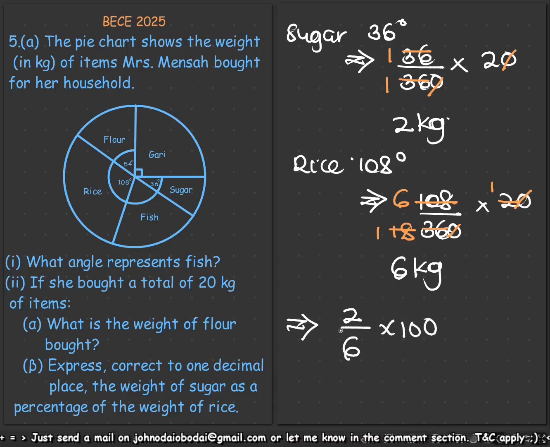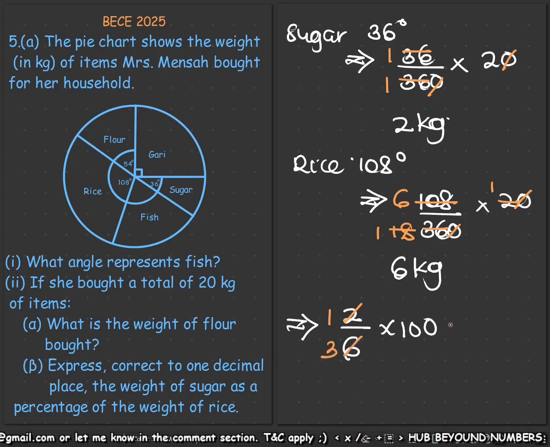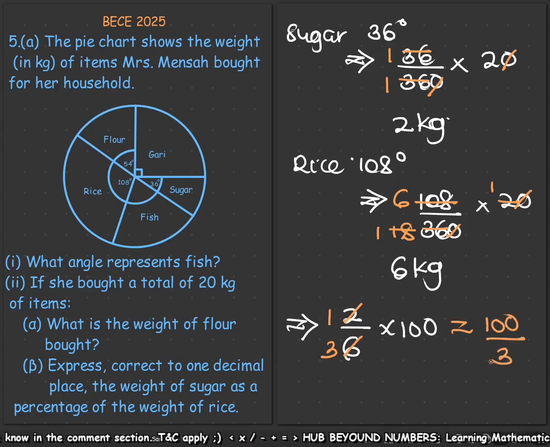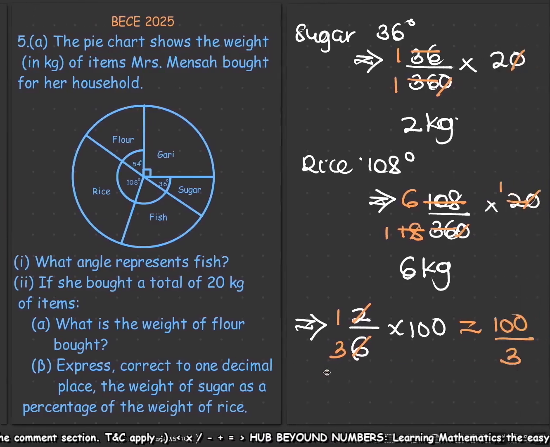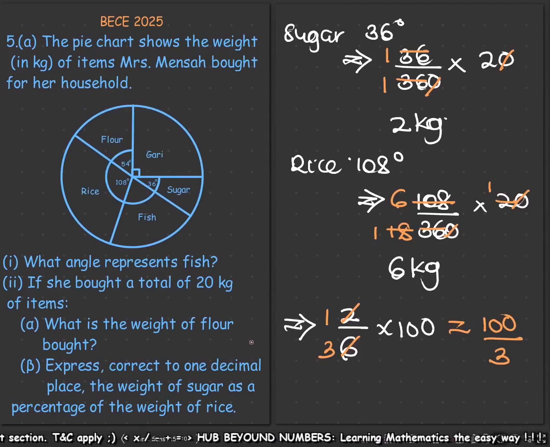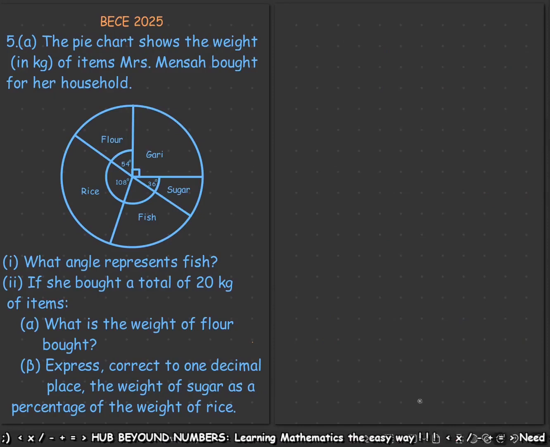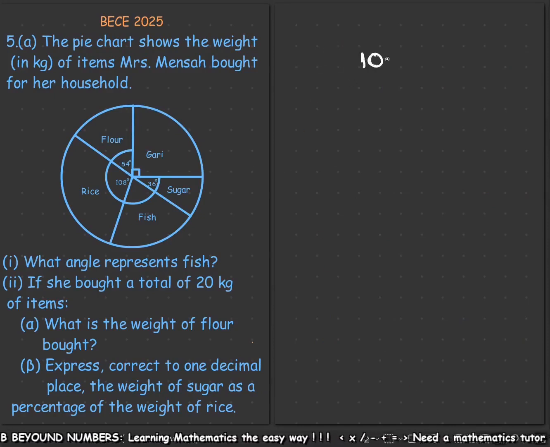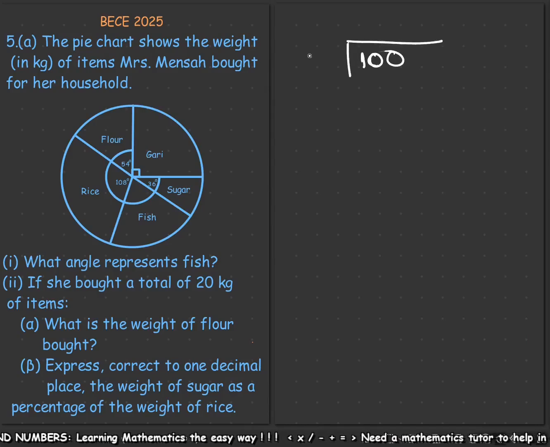You get it? So if you have to evaluate this, we know 2 divides itself once and it divides 6 3 times. So in that case, we are going to get 100 over 3. Now, they are asking us to do a long division. That is 100 divided by 3. So we have 100 dividing 3. 3 divides 1 how many times?